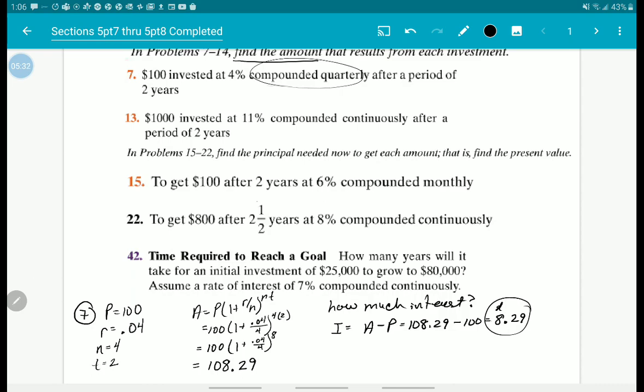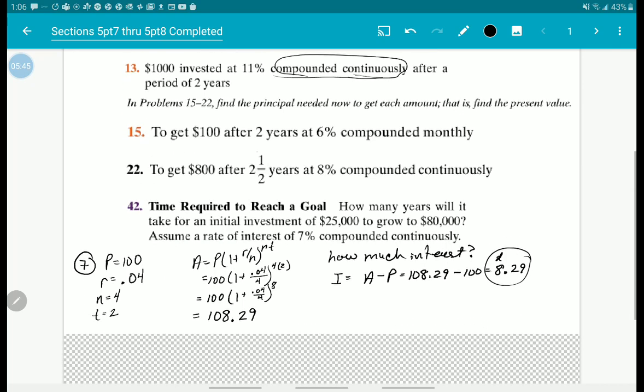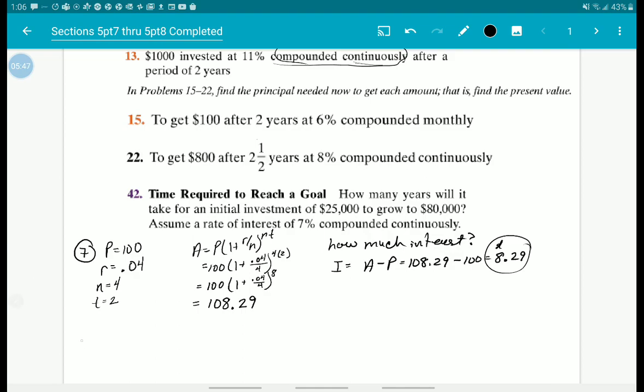Now, let's change the scenario. In 13, we are investing $1,000 at 11%. This is compounded continuously. That's your key to let you know you're using that continuous formula. And we're going to leave it in there for 2 years as well. So our principal is $1,000. Our interest rate is 11%. And our time is going to be 2.